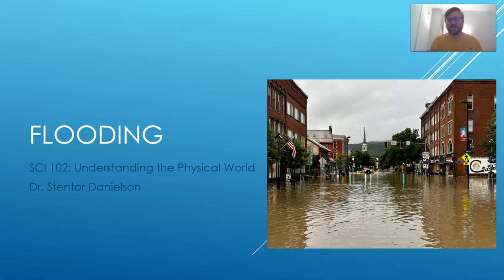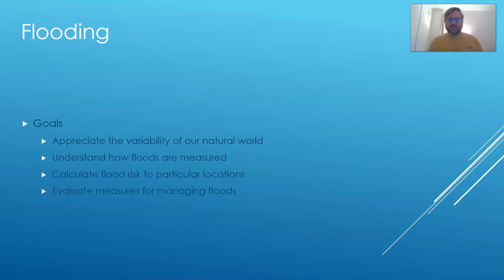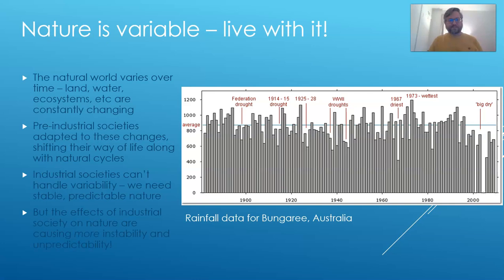Welcome back. This week we are moving on to talk about another type of important hazard event, which is flooding. So our goals for this lesson are first to appreciate the variability of our natural world, then to understand how floods are measured, to calculate the flood risk to particular locations, and then to look at some of the measures that we might take for managing floods, to avoid having a flood hazard turn into a flood disaster.